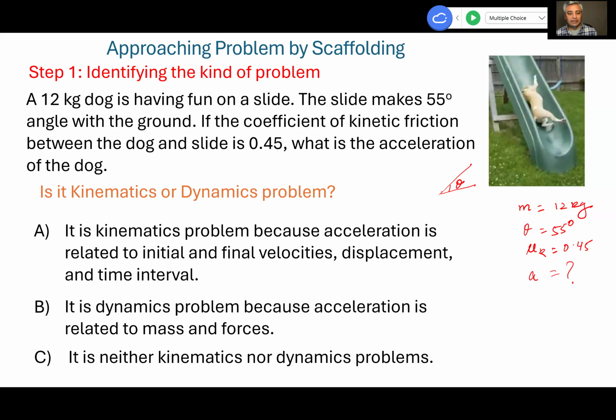So that means what's next? Identify the object of interest and draw a free body diagram, right? To draw a free body diagram, we need to identify all the forces acting on the object of interest. Here, what is moving or trying to move? It's a dog. So that means the object of interest is the dog, not the slide. Okay, the slide is just the surface on which the dog is sliding.